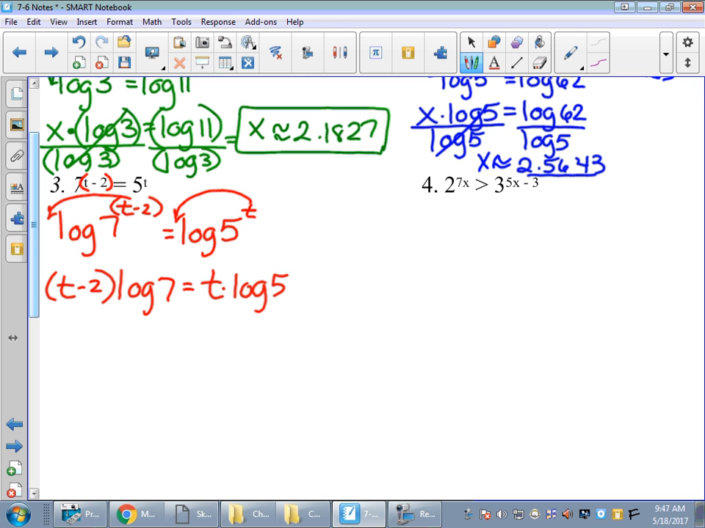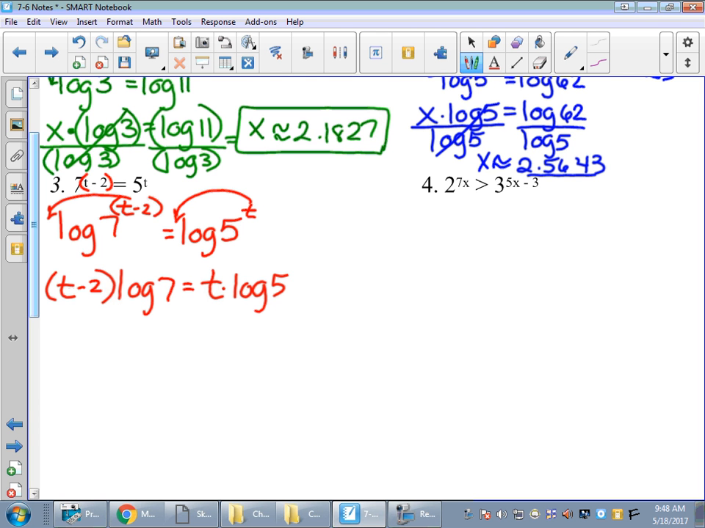And this gets a little confusing. That log of 7 on the outside of those parentheses is a number. So whenever you have a number sitting on the outside of the parentheses, you can distribute it, and then it has to be multiplied by both things. So you kind of have to make an effort to clean up one side.